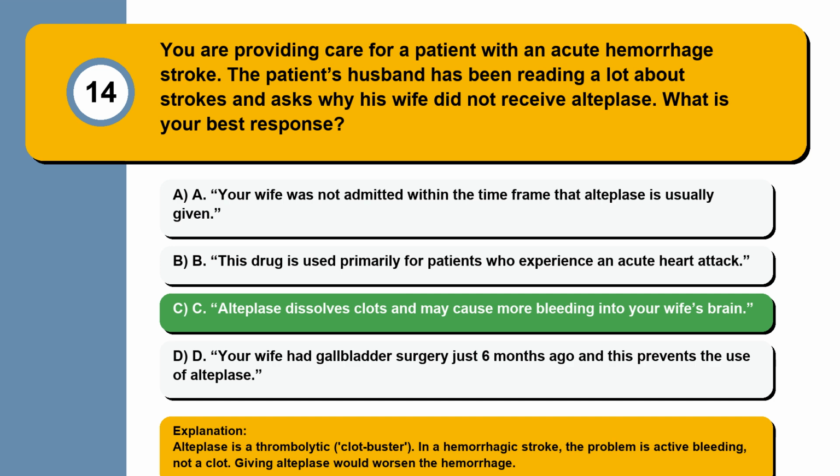Alteplase is a thrombolytic, a clot buster. In a hemorrhagic stroke, the problem is active bleeding, not a clot. Giving alteplase would worsen the hemorrhage.